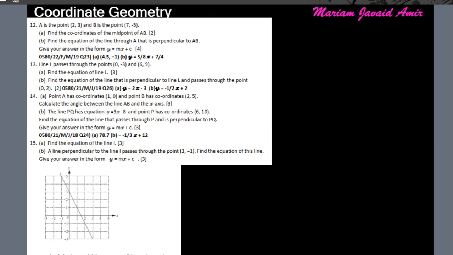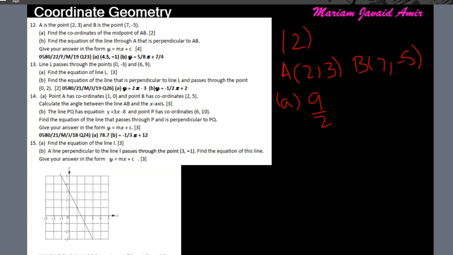Question number 12. A point A is 2, 3, B is 7, minus 5. Find the coordinates of midpoint of this, so that would simply be 2 plus 7 is 9, 9 over 2, 3 minus 5 is minus 2 over 2. So we get 4.5, minus 1 for part A.